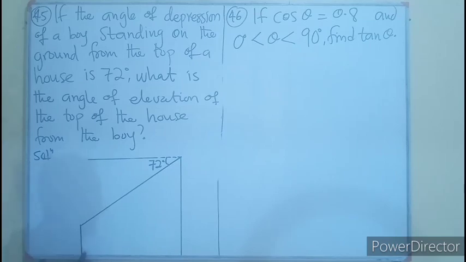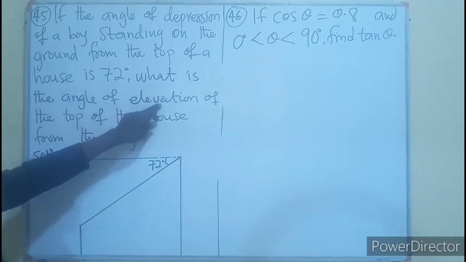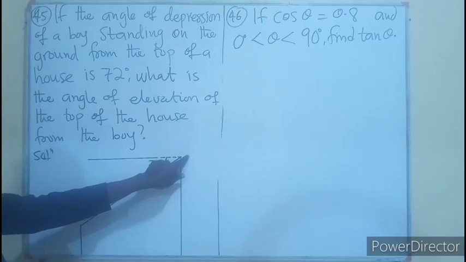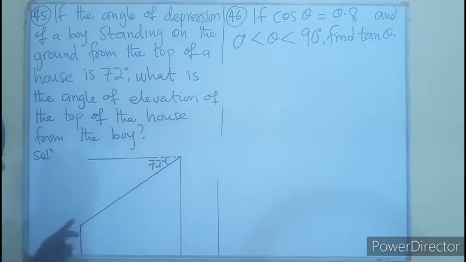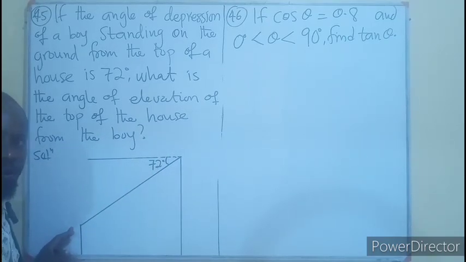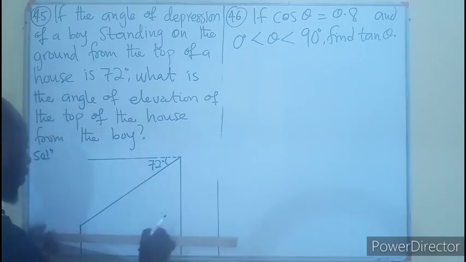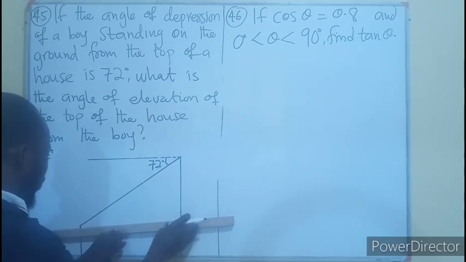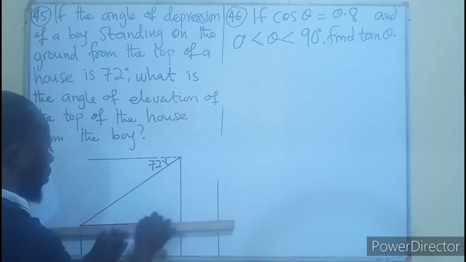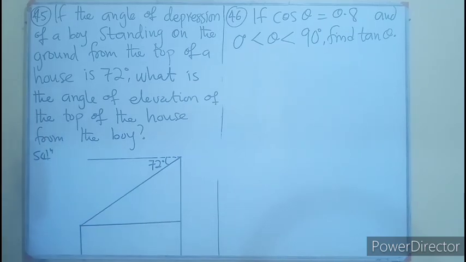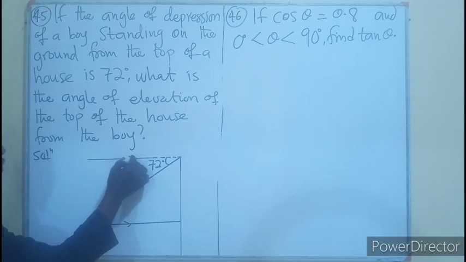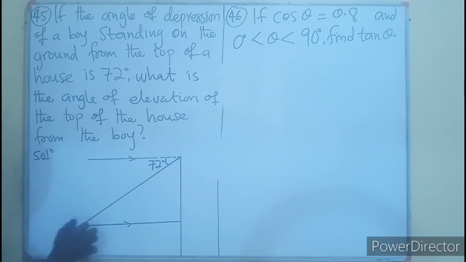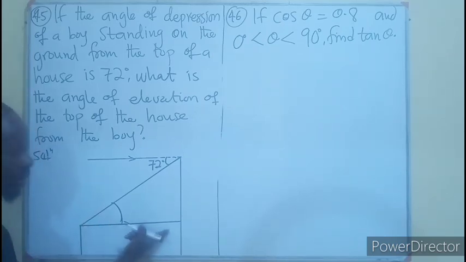Now, what we are looking for is the angle of elevation of the top of the house from the boy. So the boy is here. For the boy to also form an angle of elevation, you need to raise the eye above a horizontal line. So let's say this is the eye level of the boy. And we know this line will be parallel to this line. So the angle of elevation is the angle formed here above this horizontal line.